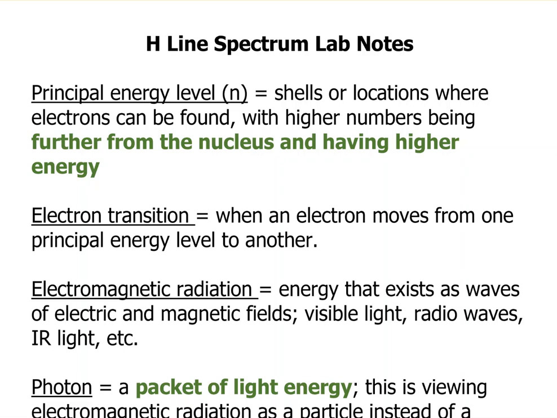This week's experiment involves a lot of calculations to determine wavelengths of light that are emitted during electron transitions of hydrogen. So just some basic definitions. Principal energy level: these are the main energy levels. Sometimes these are called shells.